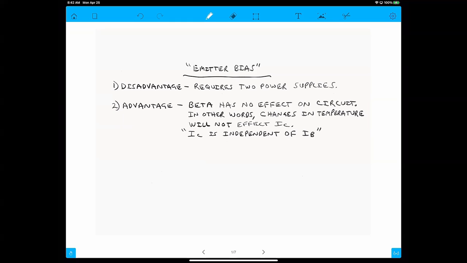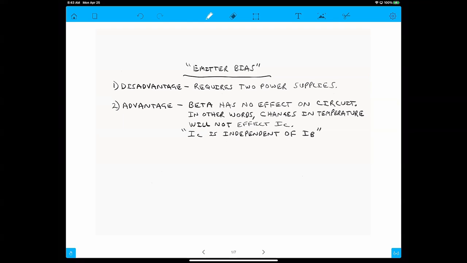The advantage of this, of course, is that beta has no effect on the circuit. In other words, changes in temperature will not affect IC. IC is independent of IB. So the goal here is to figure out which of these biasing formats are going to be affected by temperature. In other words, when temperature changes, what can sometimes happen when we have an increase in temperature as far as our Q point is concerned? Would our Q point move up the DC load line?